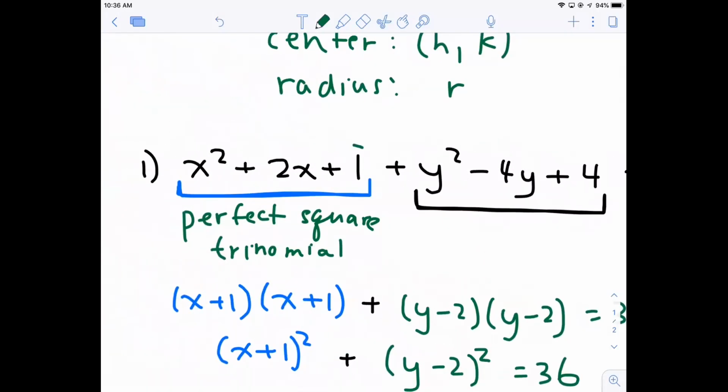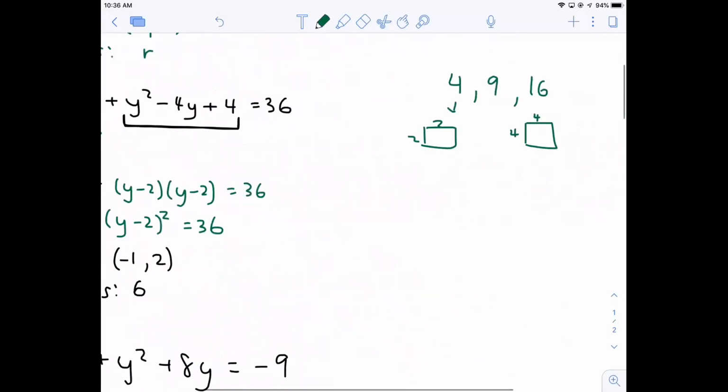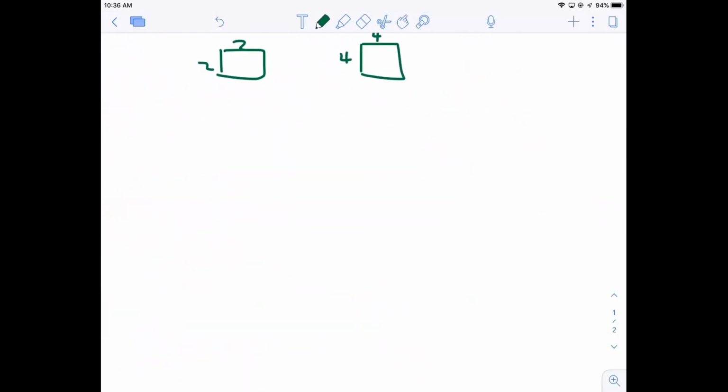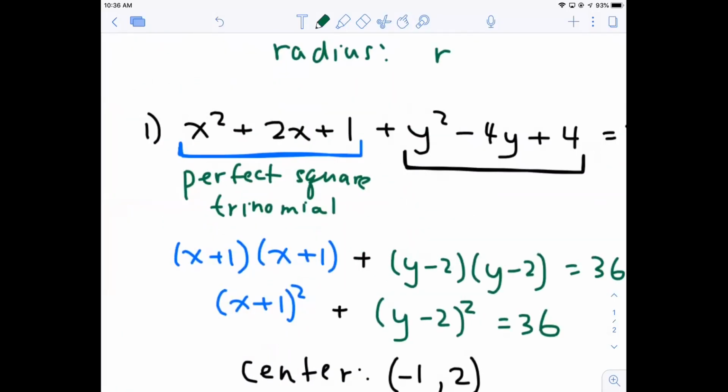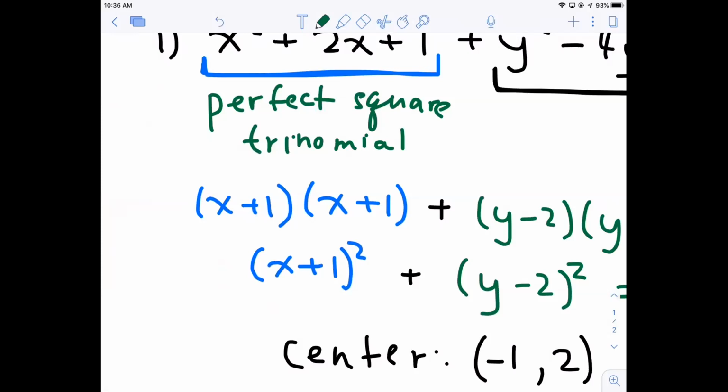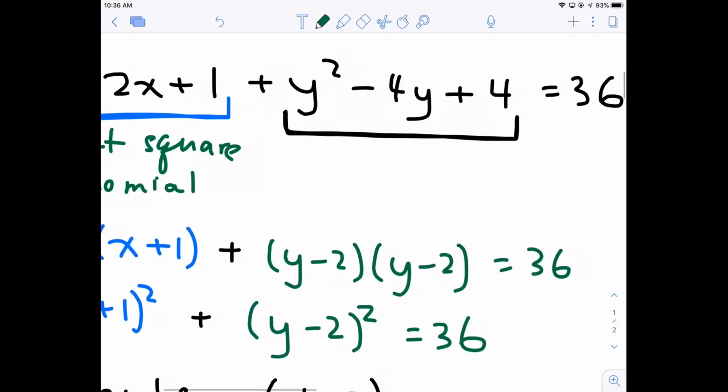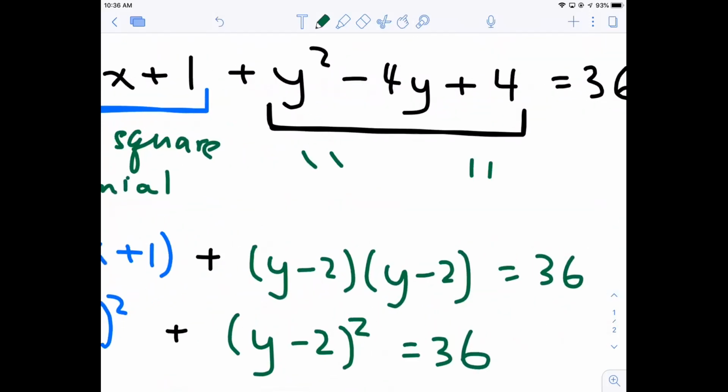So in this case, x squared plus 2x plus 1, that entire trinomial is a perfect square, because we can write x squared plus 2x plus 1 as a square with lengths of x plus 1 and x plus 1. So that was very lucky, because that automatically gave us what we needed for center radius form, which was x plus 1 squared. And then same thing for our y terms. This was also a perfect square trinomial.